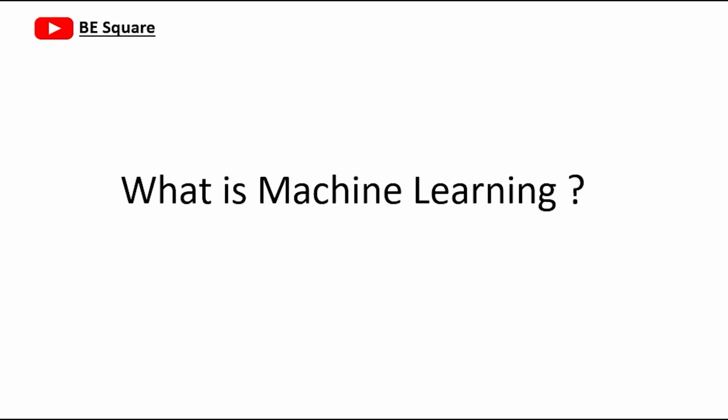By Tom Mitchell, machine learning is the study of computer algorithms that improve automatically through experience. Another definition is that machine learning is programming computers to optimize a performance criterion using example data or past data. In machine learning, we have to run different algorithms on our machine so that it will learn those algorithms and then come up with a solution.